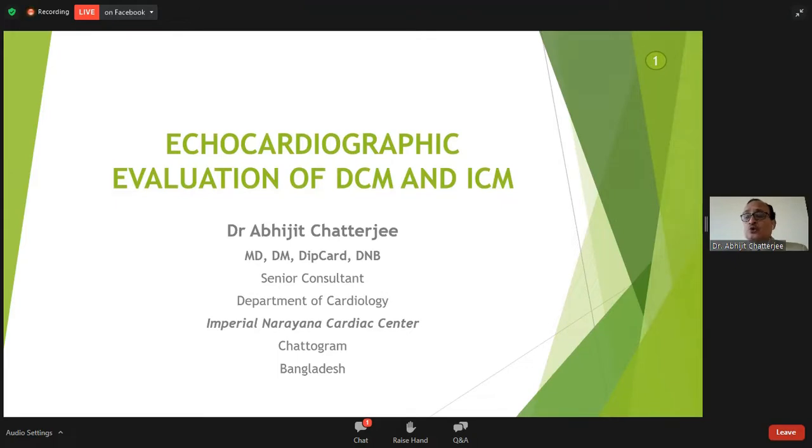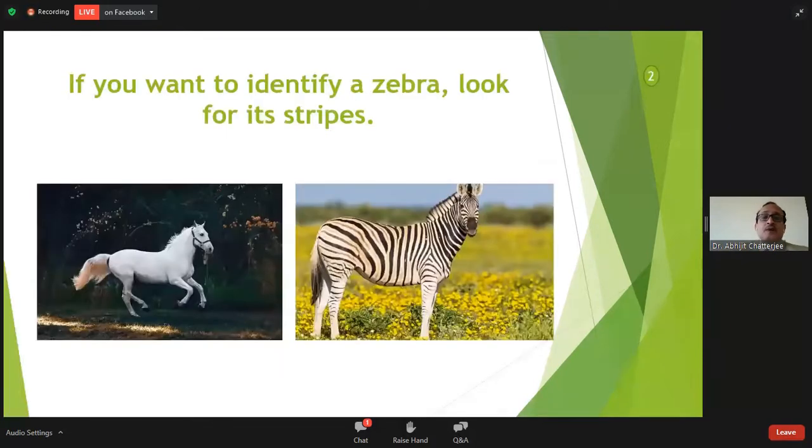While you use diuretics and ACE inhibitors and ARBs and maybe ARNI and beta blockers for both conditions, you use statins and dual antiplatelet therapy only for ischemic dilated cardiomyopathy. So if you want to identify a zebra, look for its stripes. It is important to distinguish between idiopathic dilated cardiomyopathy and ischemic dilated cardiomyopathy.